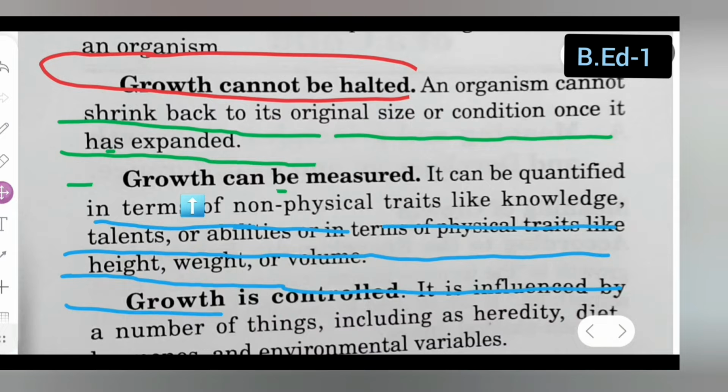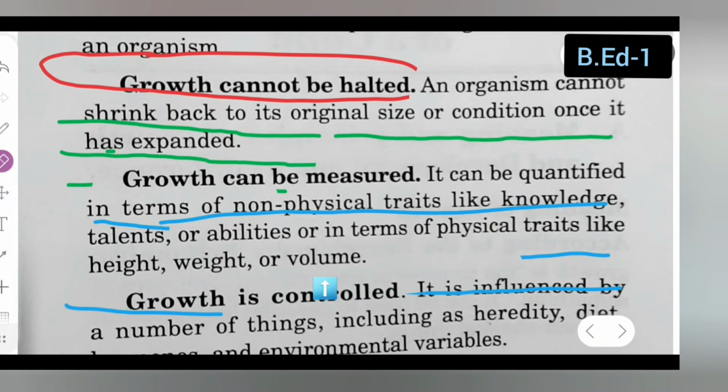When the height increases, a tall person cannot become short again. But a short person can grow. So growth can be measured, so it can be quantified in terms of non-physical traits like knowledge, talents, or abilities, or in terms of physical traits like height, weight, or volume.